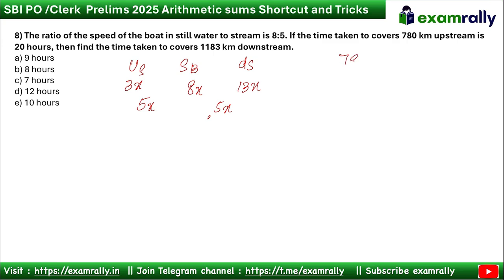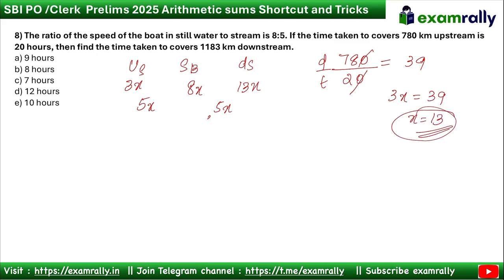Okay, here they have given the distance covered upstream in the time of 20 hours. So this will be our speed: 780 distance divided by time equal to speed. Okay, that is 39. So 3x equal to 39, so the x value will be equal to 13. This will be the unit.